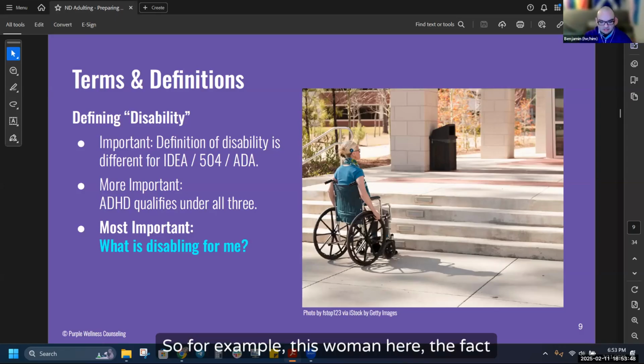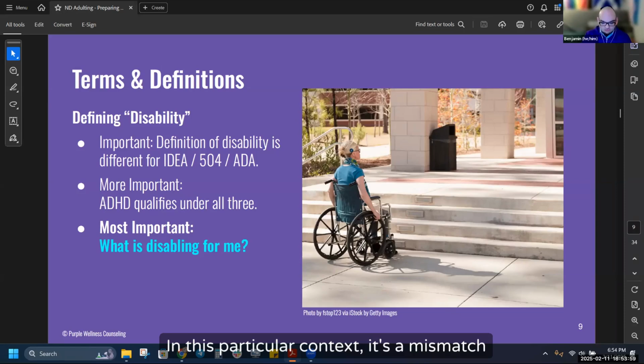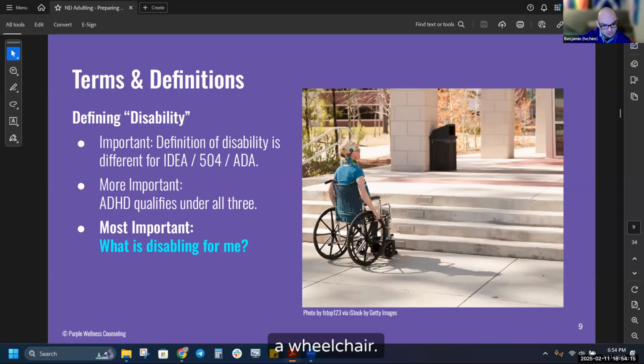So, for example, this woman here, the fact that she is using a wheelchair is not actually disabling, it's enabling, right? In most contexts, it allows her to get around. In this particular context, it's a mismatch between, okay, she got wheels and she needs to go upstairs to get into a building, right? And so maybe there is a ramp or something else that would let her get around that. But what is disabling is the mismatch between where she is now and needing to get into the building, not the fact that she needs to use a wheelchair.